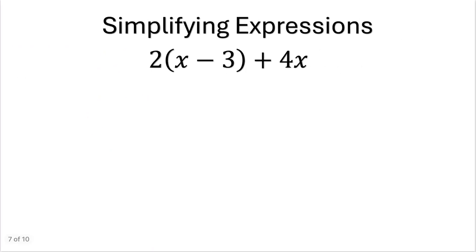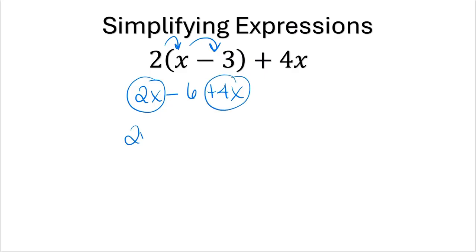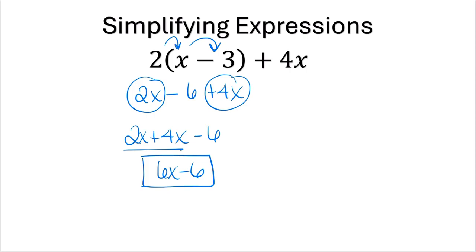Let's practice now simplifying expressions using everything that we've learned. For example, if we have 2 times x minus 3 plus 4x, you always want to start off using the distributive property whenever you have parentheses. So I'm going to distribute this 2 to everything inside. I have 2 times x, which is 2x, minus 2 times 3, which is 6, and then plus 4x. Notice now in this expression, I have two like terms, my 2x and my 4x, that I can go ahead and combine. I have 2x plus 4x, and I'm going to leave the minus 6 alone. 2x plus 4x gives me 6x, so my final simplified version is going to be 6x minus 6.